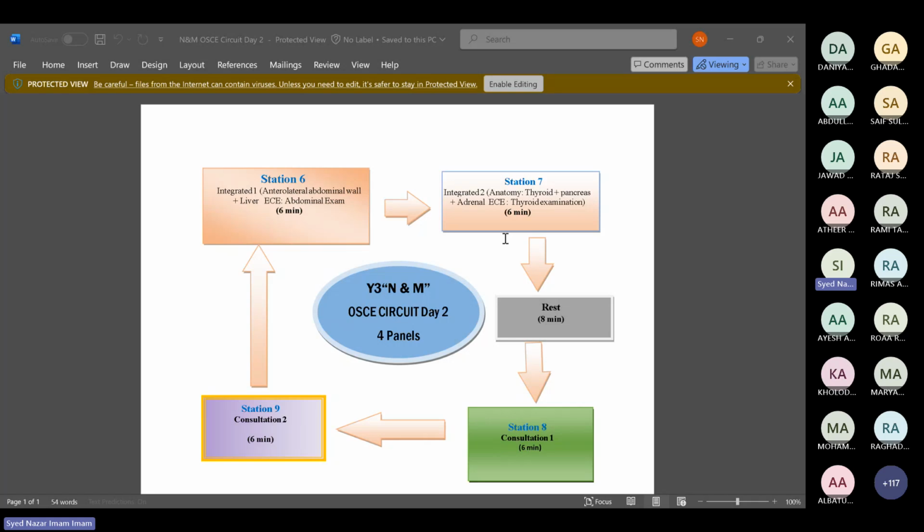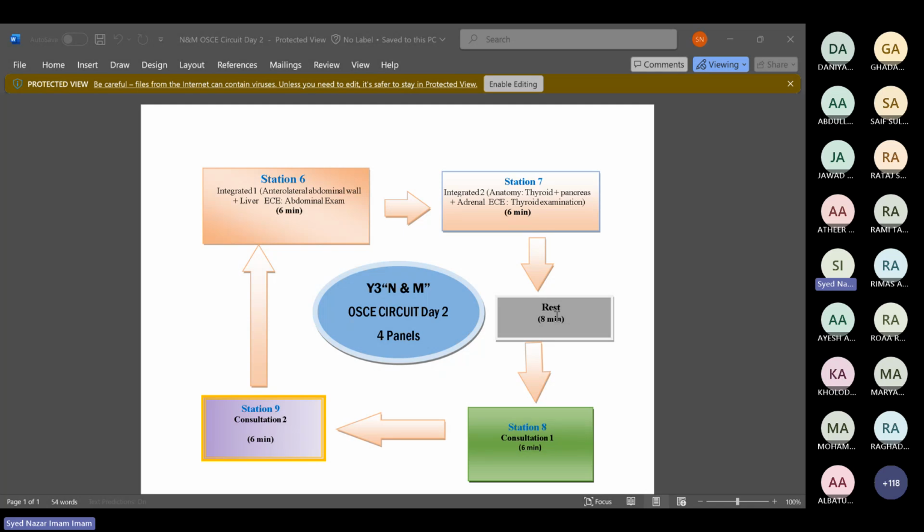For these stations, you will get 6 minutes. Then you move to the rest, and this rest is again 6 minutes. Beg your pardon, here it is written 8 minutes, but it is 6 minutes. And then we have two consultation stations, consultation 1 and consultation 2. In these consultation stations, again, they are of 6 minutes, and you will only be asked to take history from the examiners. There will be no prescription writing, just history taking, 6 minutes for each.